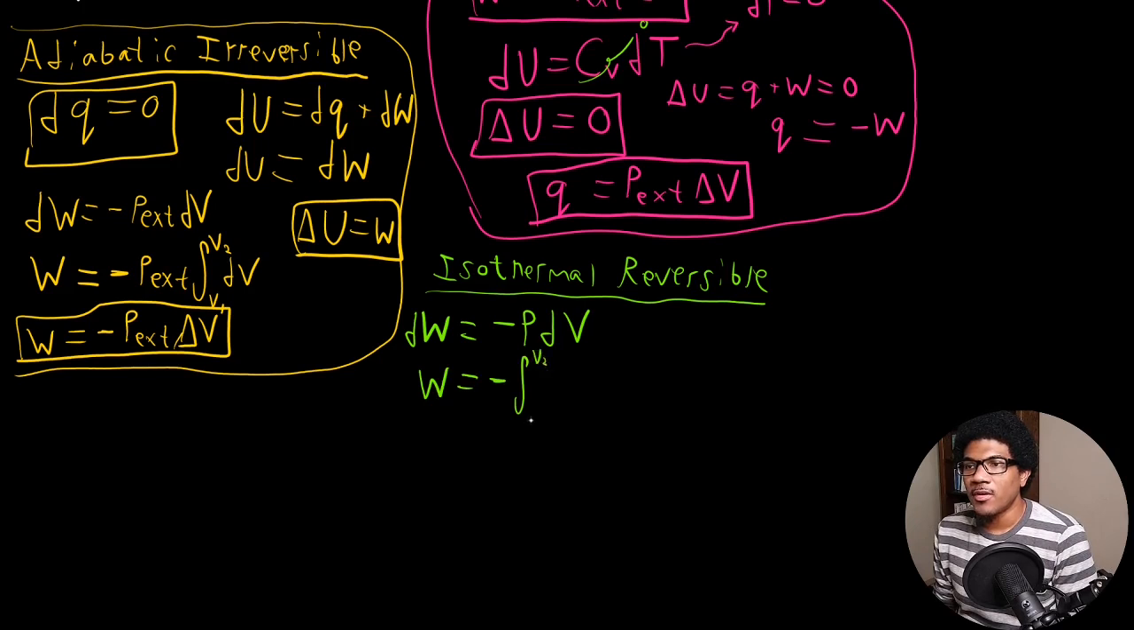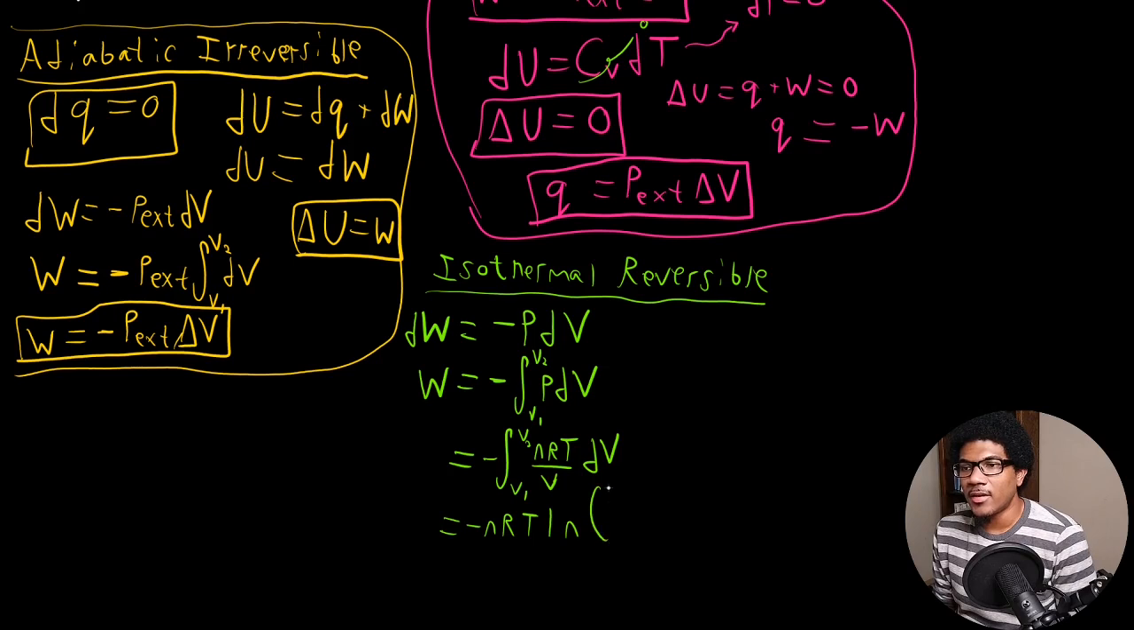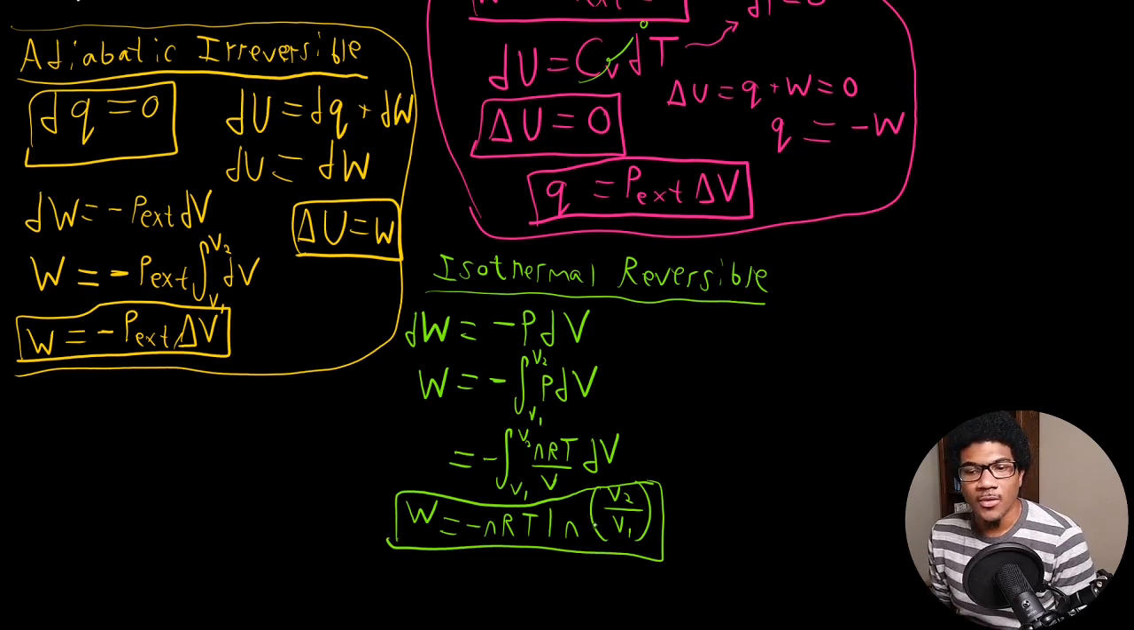So if we want to get W, then we'll have to integrate from V1 to V2 of P dV, right? For an ideal gas, we know what our expression is going to be. So from V1 to V2, we can just plug in our nRT over V dV. We can pull out nRT and just end up with the final expression of negative nRT ln V2 over V1, right? So that's going to be the work in the case of an isothermal reversible expansion.